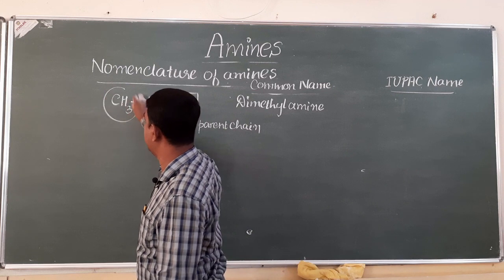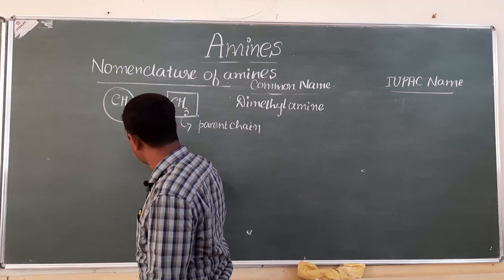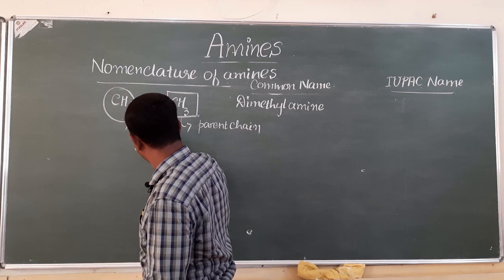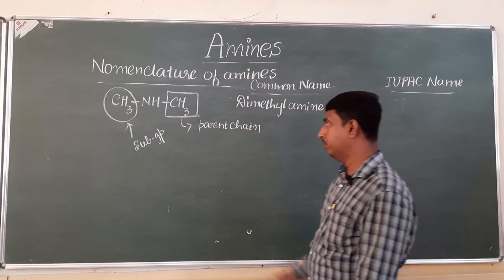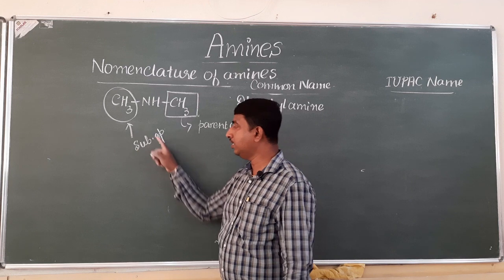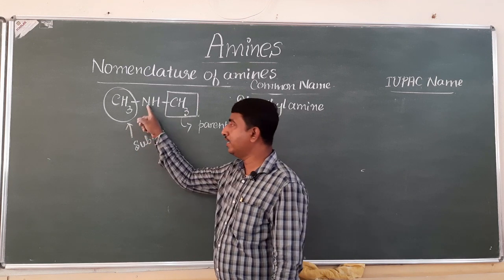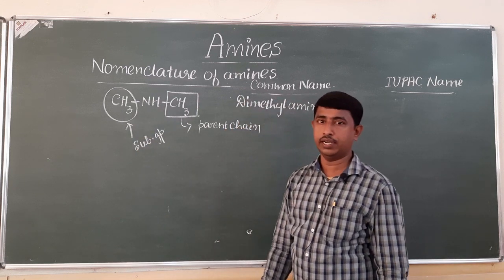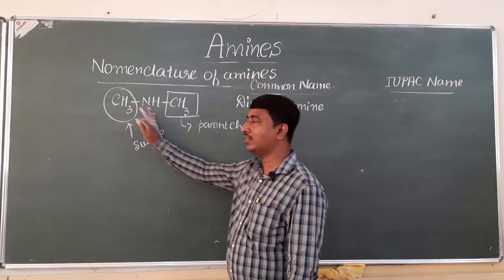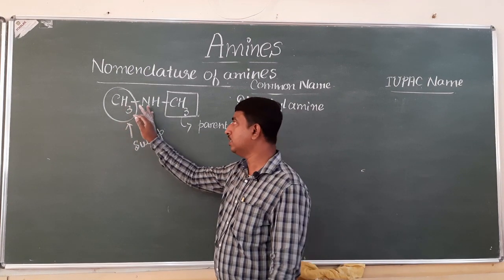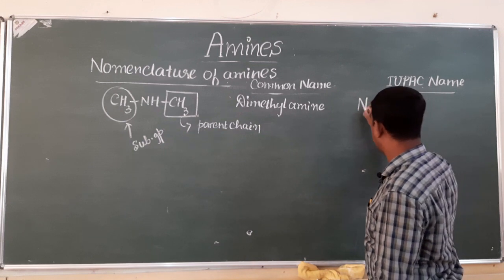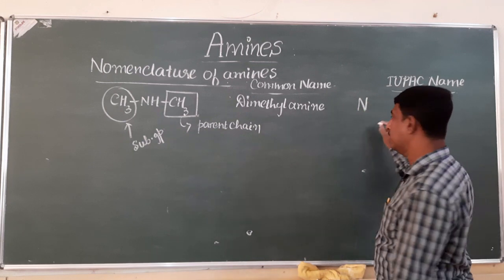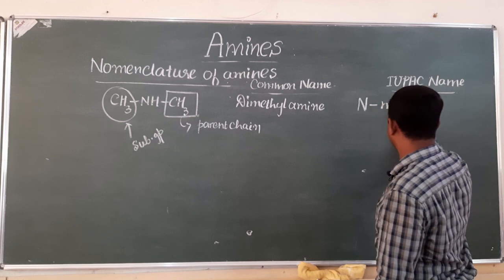The remaining alkyl group, I will take it as the substituent group. Okay, let us name this. This substituent group is attached to nitrogen, not to carbon. Since it is present on nitrogen, I would write N. It is N methyl.